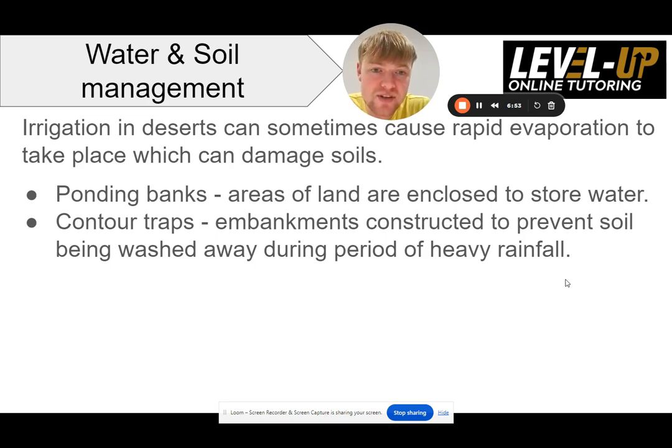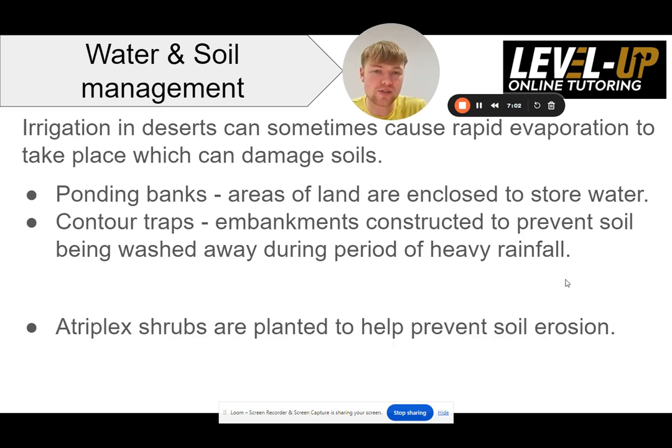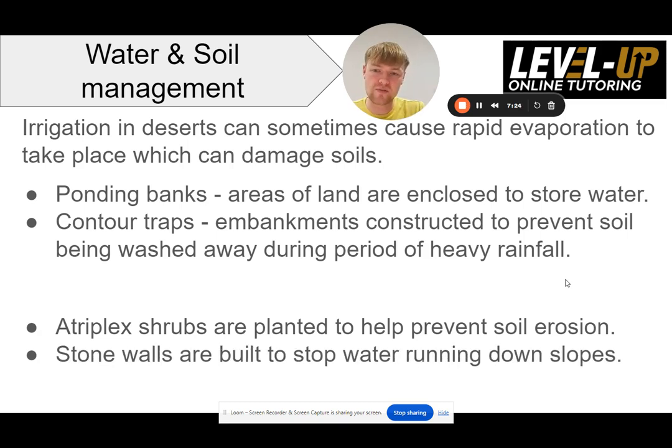Ponding banks as well, areas of land are enclosed to store water, trying to stop that water from going anywhere and just leaving behind salty deposits, which again are not at all positive for the soil. And atriplex shrubs are planted to also help prevent soil erosion. So looking at the vegetation and trying to consider what hardy vegetation would be well suited within these particular areas to help prevent soil erosion and just bind the soil and shelter the soil together a little bit.